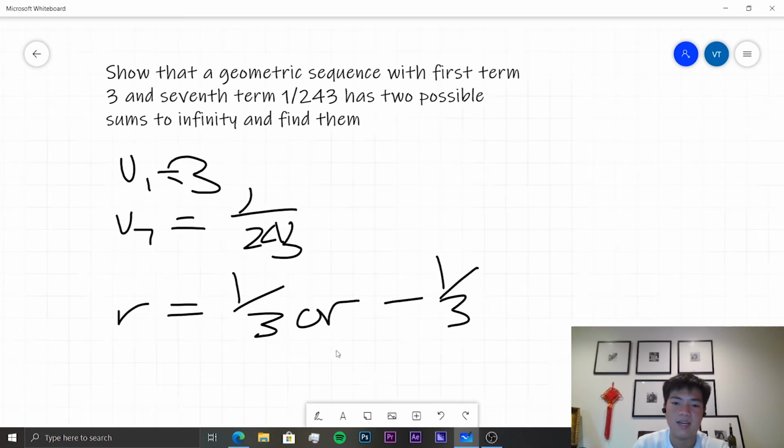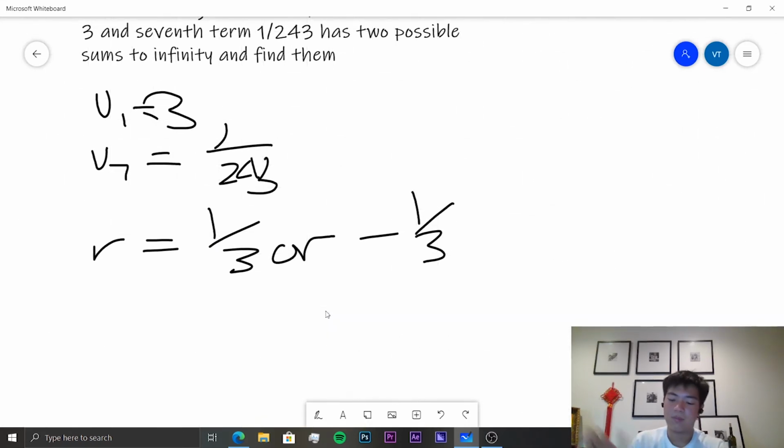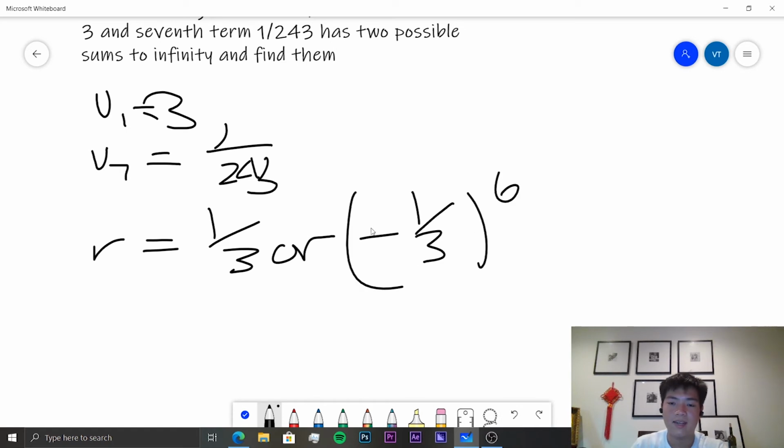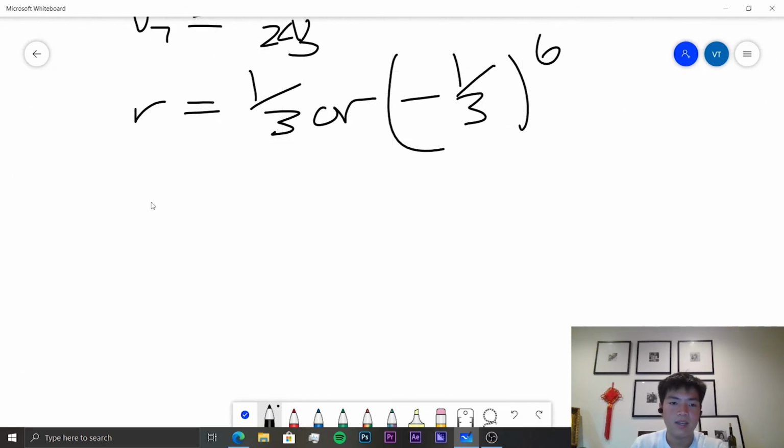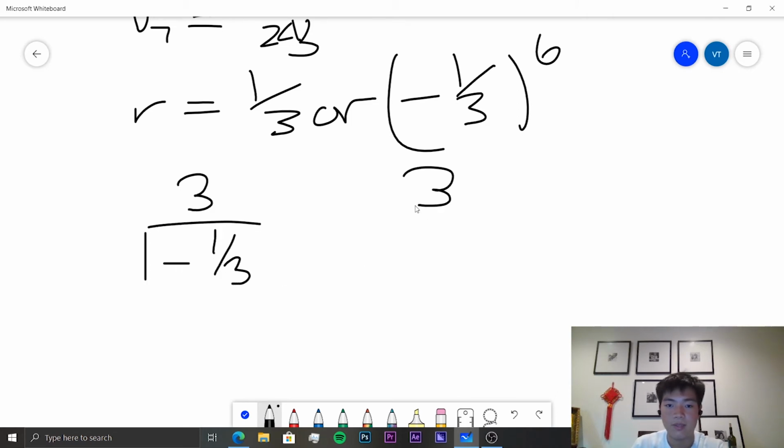The reason why it could be either is since we are going positive, negative, positive, negative, positive, negative, by the seventh term, regardless of whether the common ratio is positive or negative, it will be equal to that term to the power of 6, and a negative number to the power of 6 will be positive. So, to find the two possible sums, one sum will be 3 divided by 1 minus 1/3, and the other sum will be 3 divided by 1 plus 1/3.